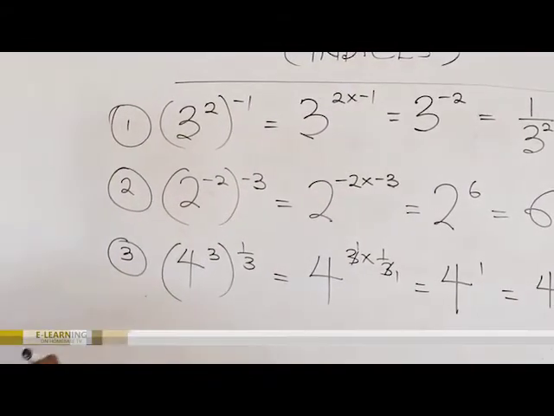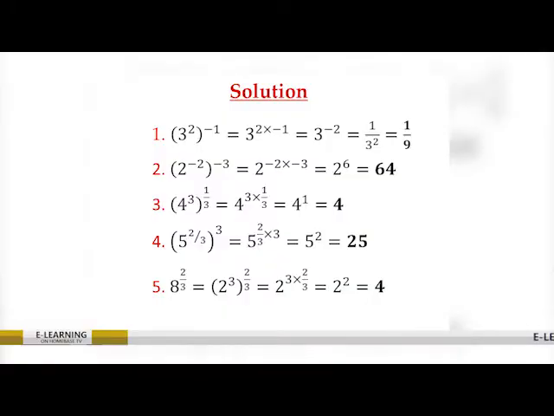The fourth one, we have 5 exponent 3 in the brackets, and then the exponent outside the bracket is 3, positive 3. So still exponent multiplies exponent.